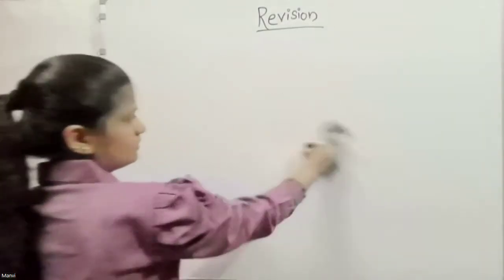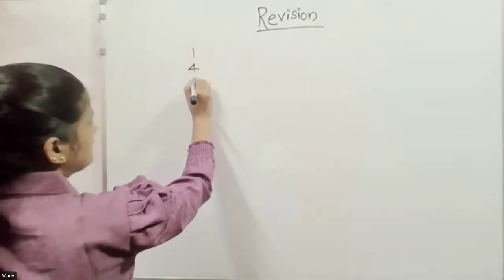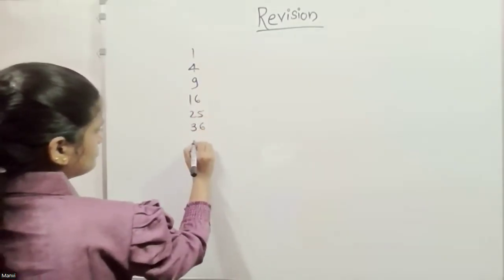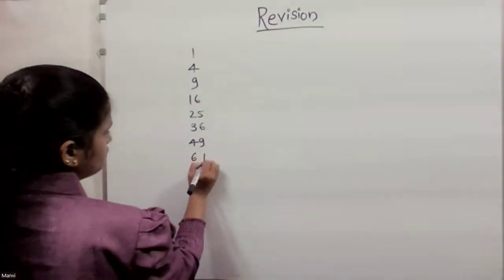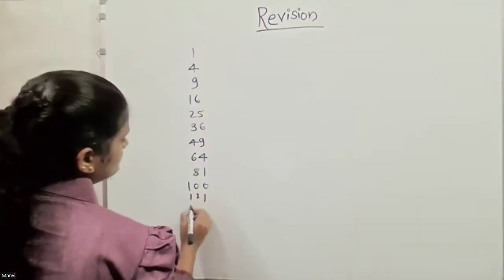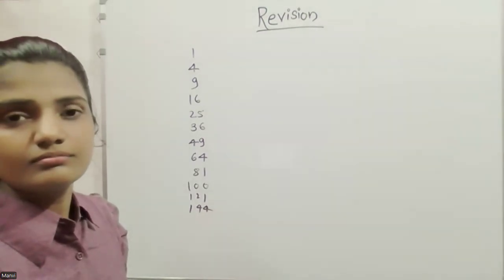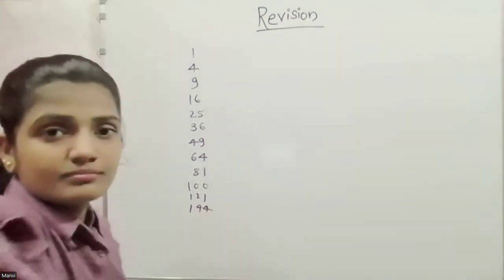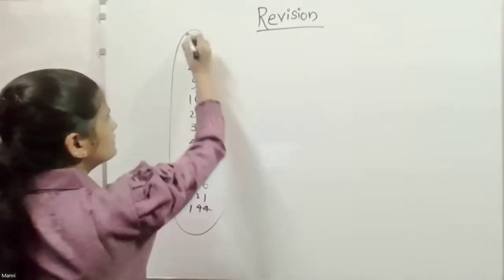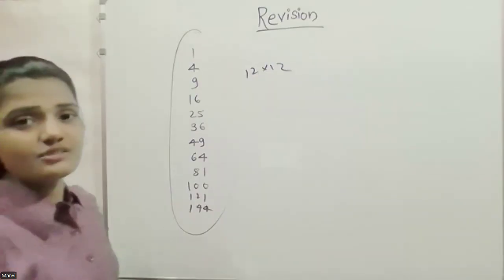So these are the square numbers. 1 is also a square number because 1 times 1 is 1, then 4, then 9, then 16, then 25, 36, 49, 64, 81, 100, 121, 144. These are the only square numbers till 12 times 12. Okay? So at least you need to fix this in mind.